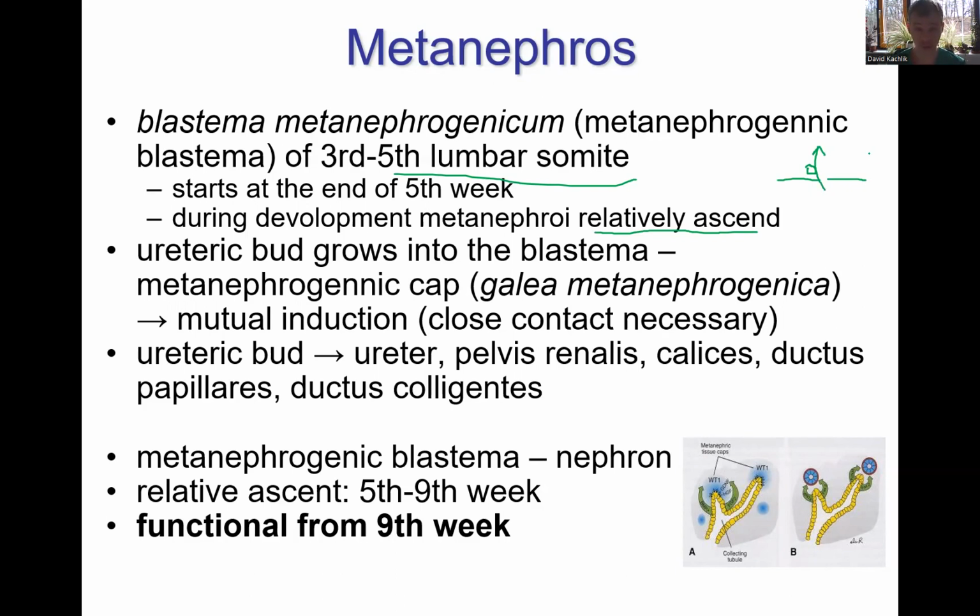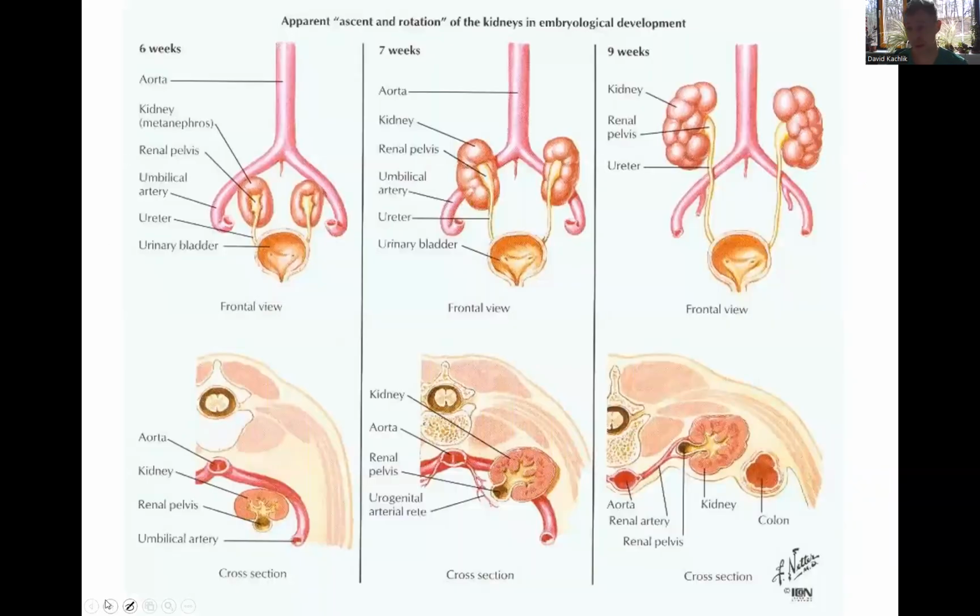As I said, what is important is the ureteric bud, which grows into the metanephrogenic blastema. It induces the growth of the nephron, and finally they fuse together. And it's functional already from the 9th week of intrauterine development. So here you can see the ascent of the kidneys, the relative ascent. You can see also that the kidneys consist of developmental lobules.